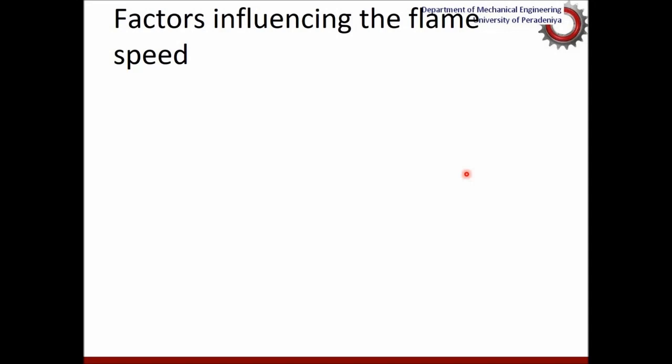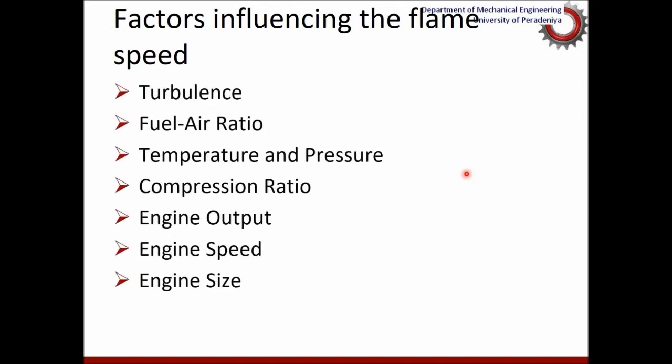Now, as you could recall, the ideal process is instantaneous heat addition. So, without consuming any time, you add heat, and that gives you the maximum thermal efficiency. But practically, you can't do that. It takes time. So, the time taken to add heat will be decided by the flame speed. So, the most influential parameters that decide the flame speed of an engine are turbulence, air-fuel ratio, the temperature and pressure, compression ratio, the engine output, the engine speed, and the engine size.